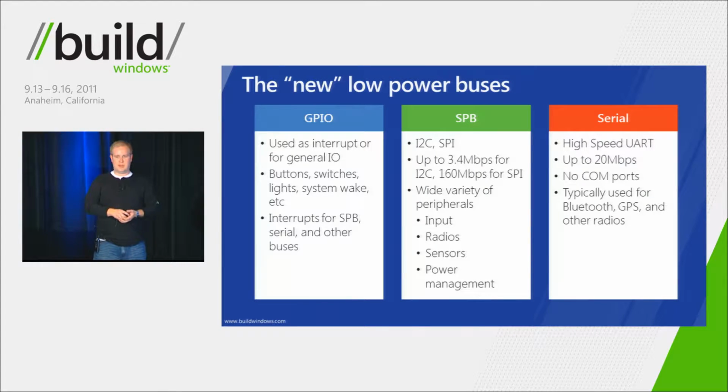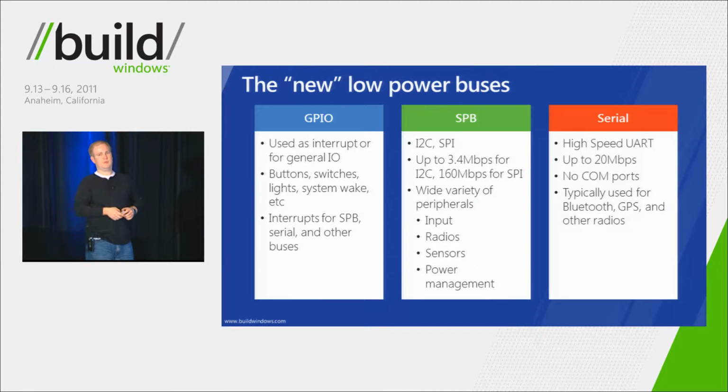The first is GPIO, or General Purpose I/O. That is used for just about everything, used primarily for interrupts or general I/O. In the general I/O case, you have your lights, your switches, your buttons, all the Windows buttons use GPIO. It's a wake source. It can be a power on-off for radios. It can be used for a lot of things. We also use it for interrupts, and that's really important. For all sorts of drivers, especially on these low-powered buses that don't have their own interrupts, you can use it for interrupts.